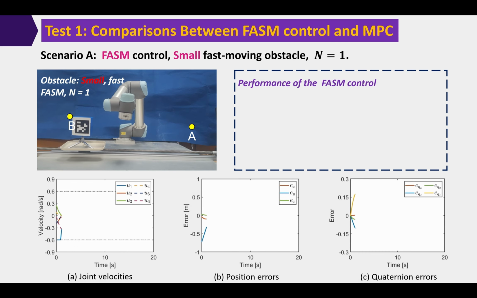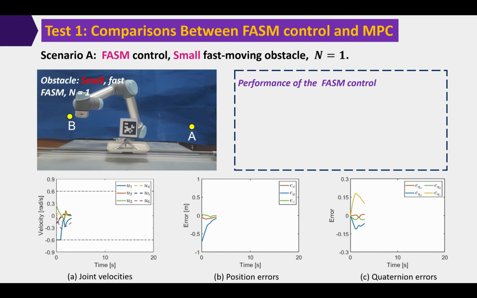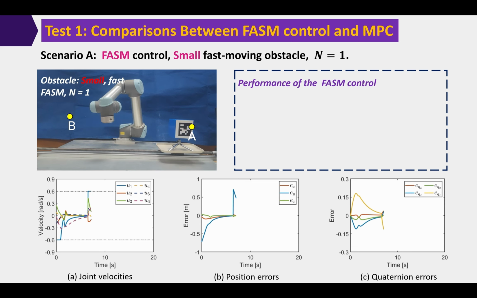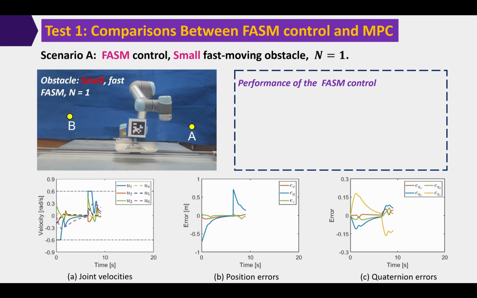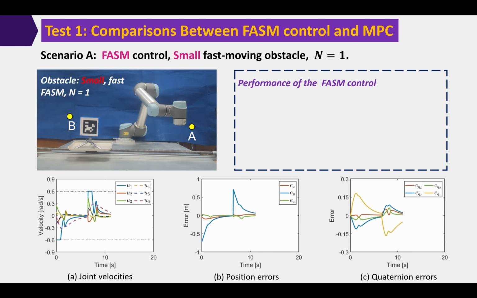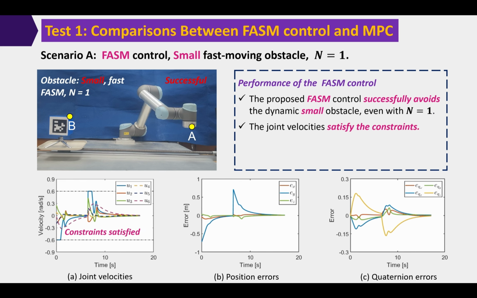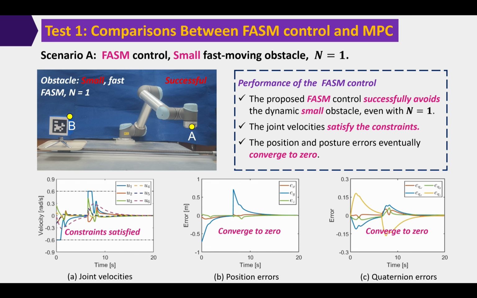In this scenario, we test the proposed method involving the fast-moving small obstacle with the prediction horizon n equals 1. The proposed method successfully avoids the dynamic small obstacle. The joint velocities satisfy the constraints. The position and posture errors eventually converge to 0.